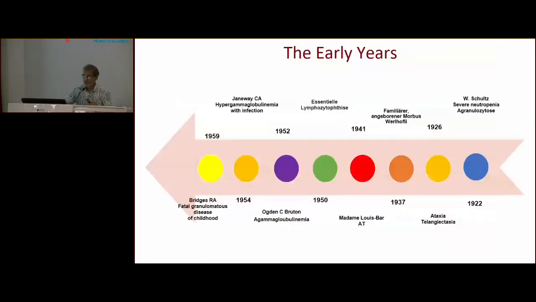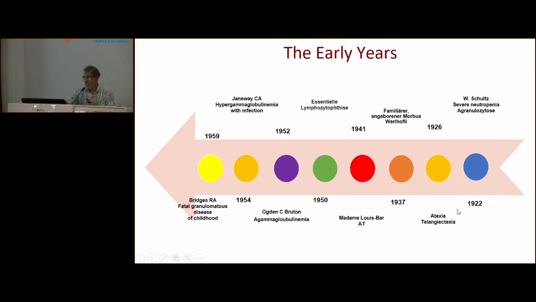So briefly about the early history of PIDs. Although the first description of PIDs is credited to Ogden C. Bruton, who described agammaglobulinemia in a young boy who suffered from recurrent pneumococcal infections, perhaps the first description of a PID was by W. Schulz from Germany, where he described necrotizing pharyngeal ulcers in an adult patient with severe neutropenia, which he described as agranulocytose in German. This was an article in German.